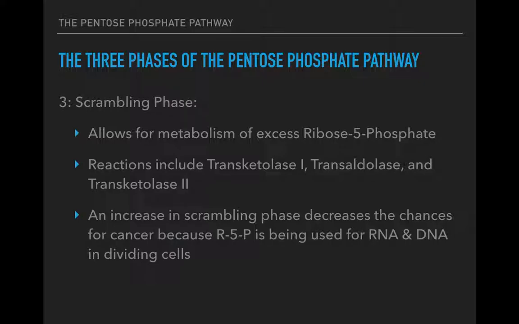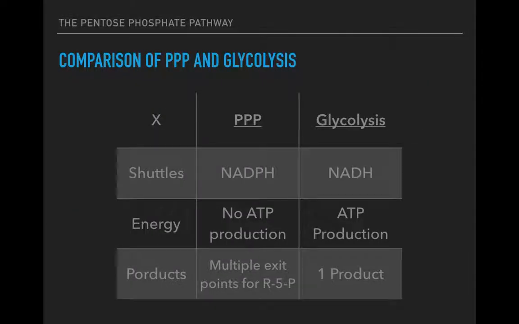The third phase is the scrambling phase. This allows for metabolism of excess ribose 5-phosphate. The reactions include transketolase 1, transaldolase, and transketolase 2. An increase in the scrambling phase actually decreases the chance for cancer because all of the ribose 5-phosphate is being used to synthesize RNA and DNA during dividing cells.